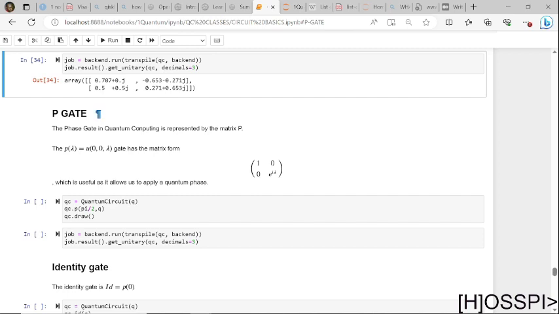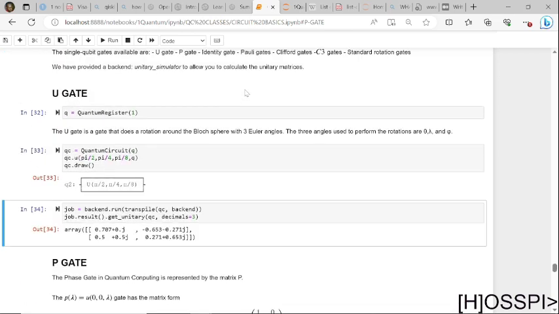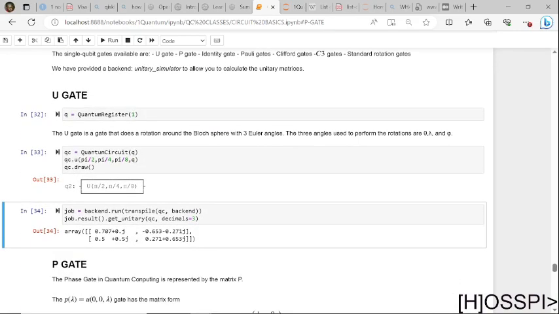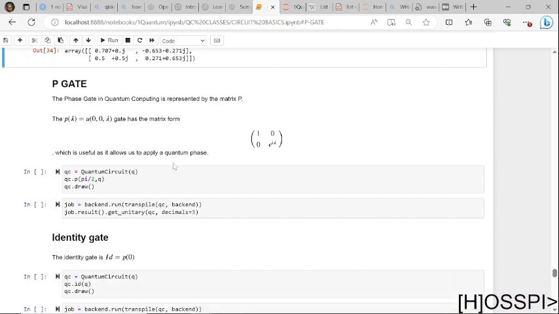The next one, before we go to the next one, we are under the part of the qubit gates that we have. We are under the 2 qubit gates, and the first one we talk of is the U gate. The next one now is the P gate, and the P gate is the phase gate in quantum computing, which is representing the matrix P. So the P of lambda is equal to U of 0, 0, lambda. The gate in matrix form is useful as it is used to apply a quantum phase.